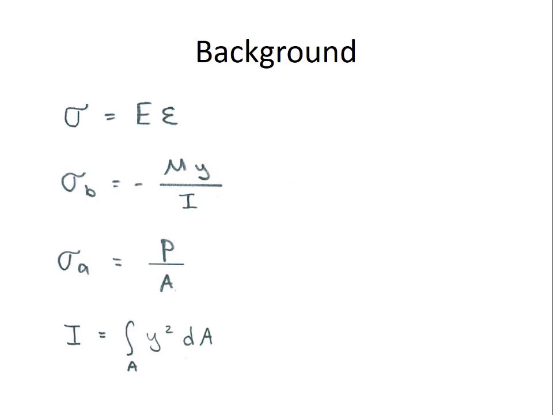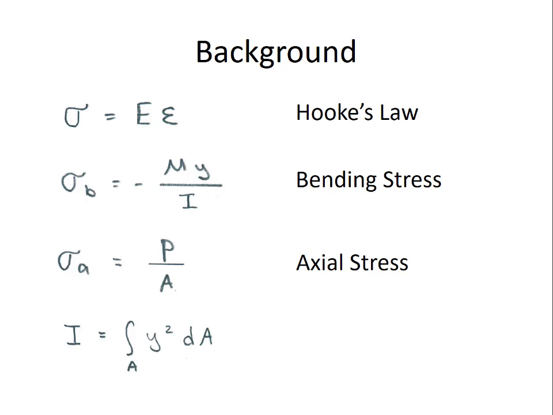Let's get started. Let's remember some background from mechanics and materials. These four equations should look somewhat familiar. The first one is Hooke's law. It relates stress to strain through Young's modulus. The second one has to do with bending stresses in a beam. The third one has to do with stresses in an axially loaded member. And the last one is the definition of moment of inertia. You can consult a mechanics and materials textbook to define all of these terms.